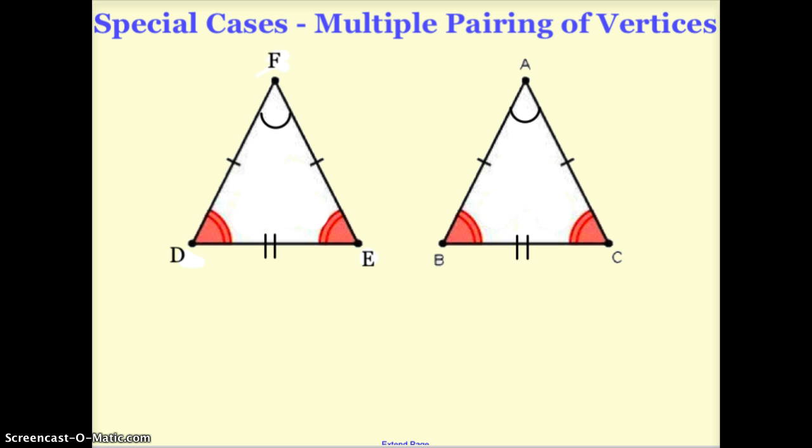Therefore, if I were going to name the triangles that are congruent, I could say triangle FDE is congruent to triangle ABC, or triangle FDE is congruent to triangle ACB. You get the picture. Now that you have the basics, please make sure you go and finish your note sheet.